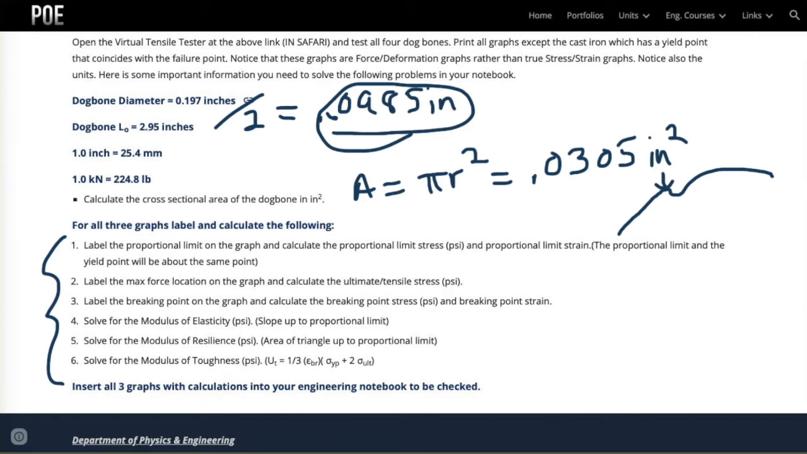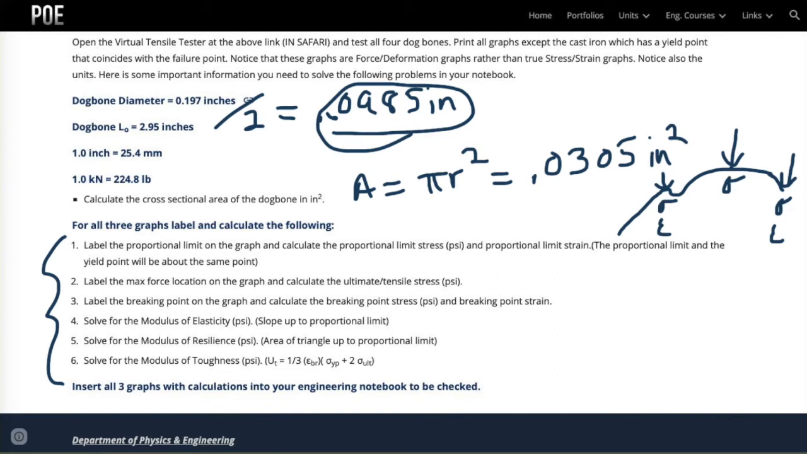That's for number 1. Number 2 says label the max force location. That'll be up here at the top. And we want to calculate the stress up here at the top also. We don't need to calculate the strain there, but we do want the stress. Number 3 says label the breaking point. Of course, the breaking point would be right here at the end. And calculate the breaking point stress and the strain. So here we want the stress and the strain.